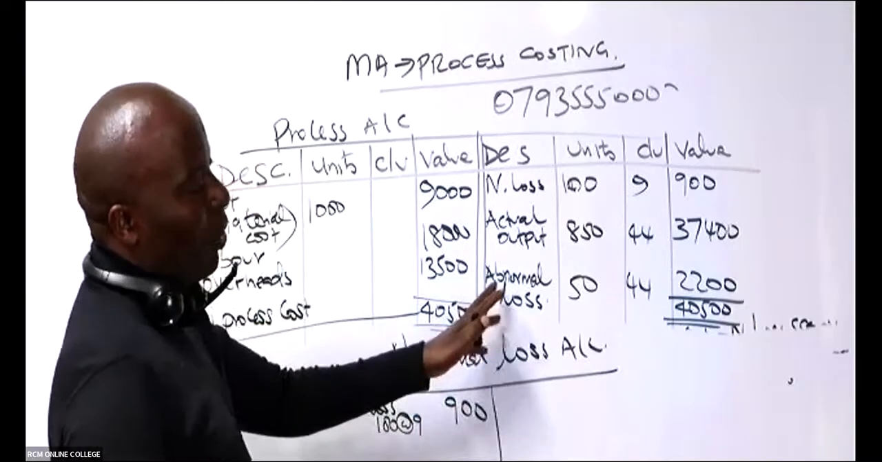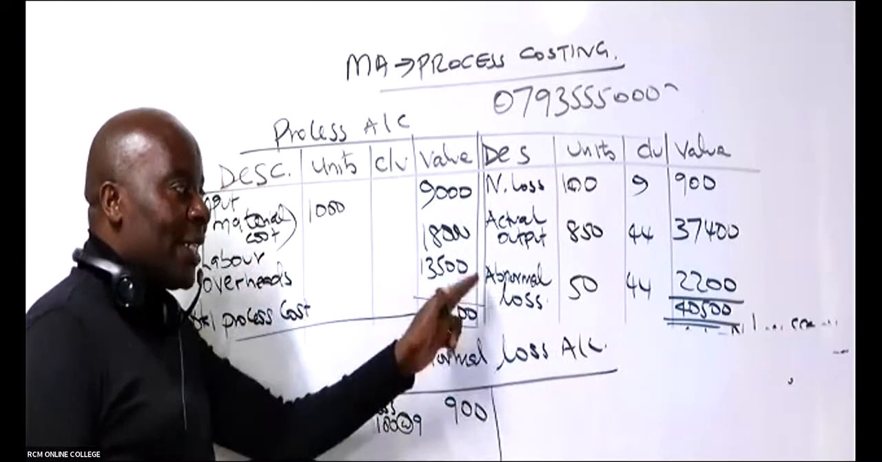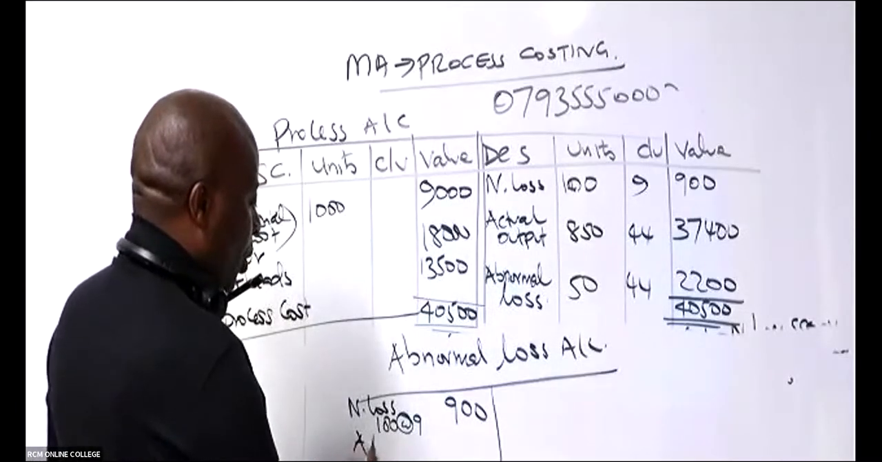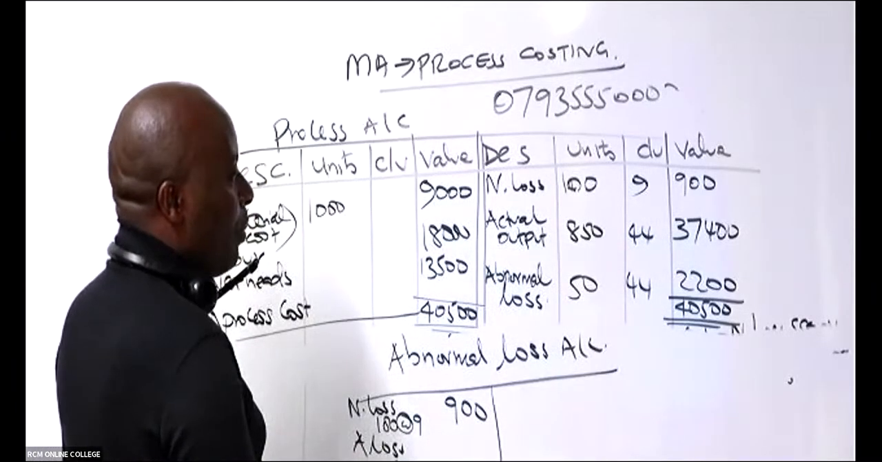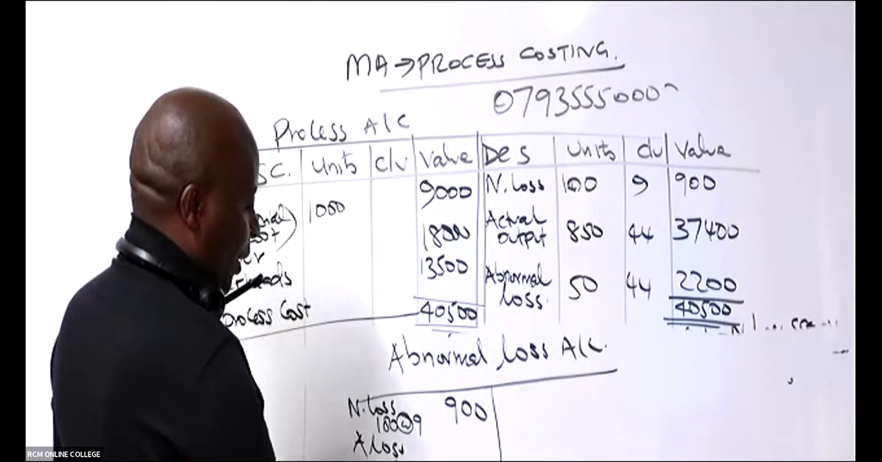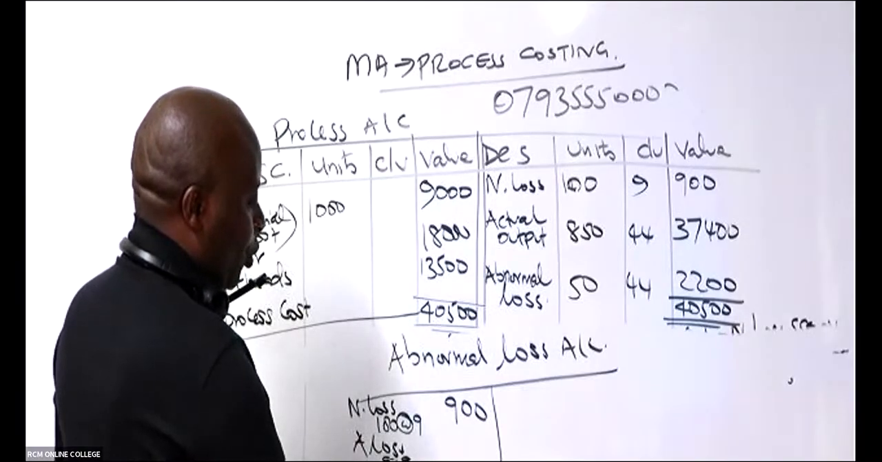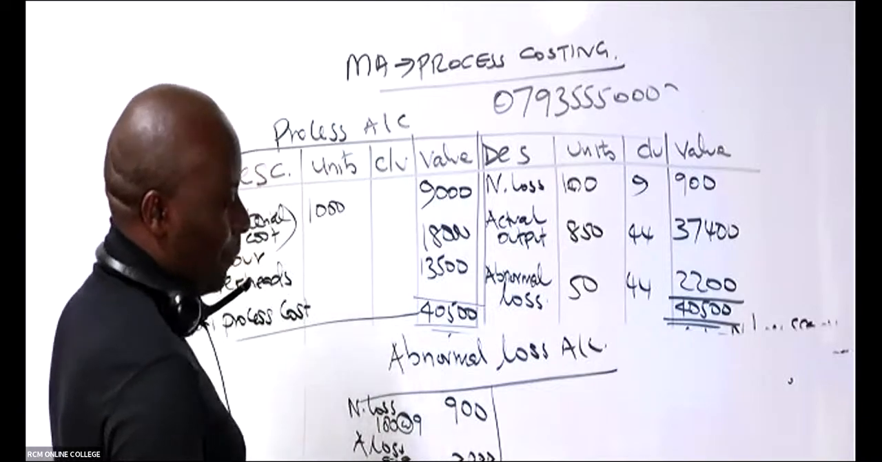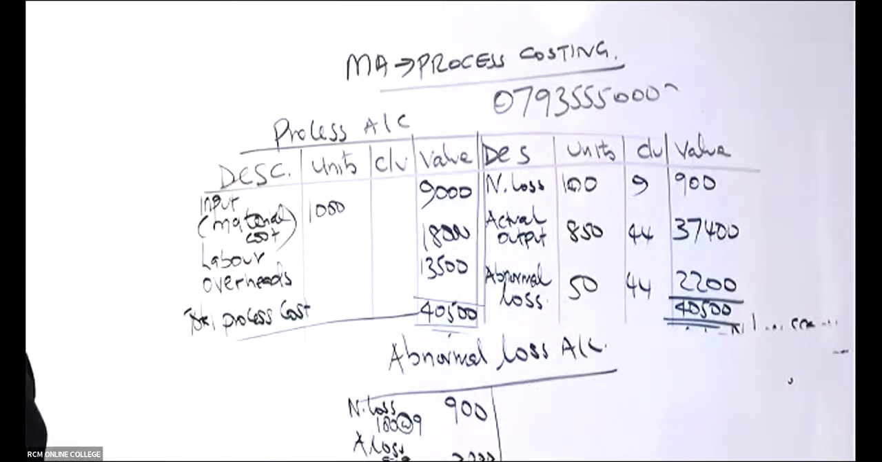And then we have abnormal loss, which was credited here. So again, we debit it here. So we have abnormal loss. I can see 50 at 44, giving me 2,200.